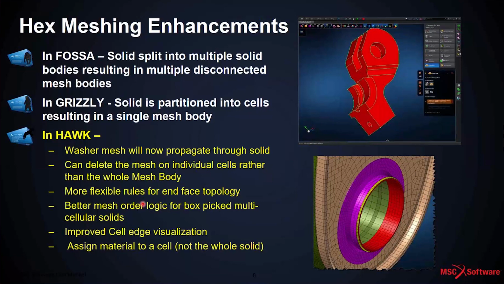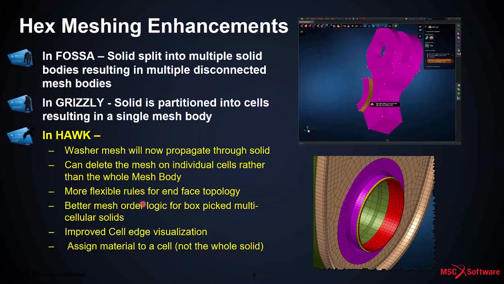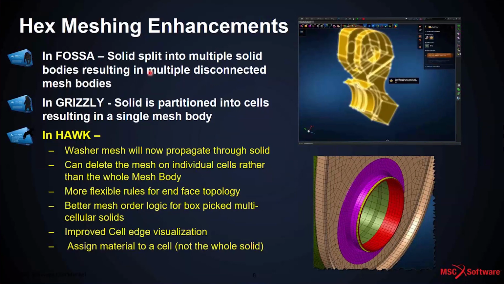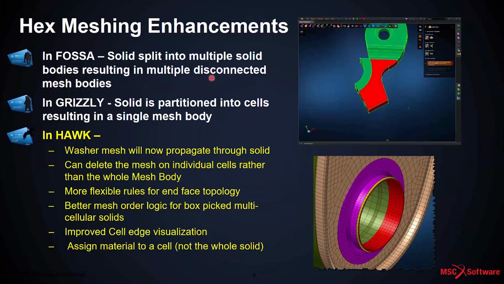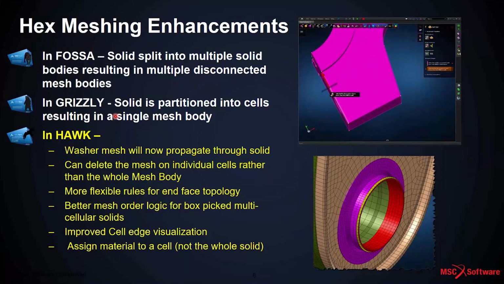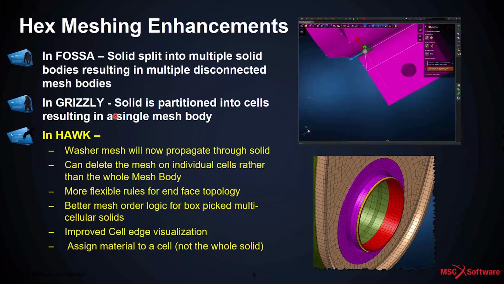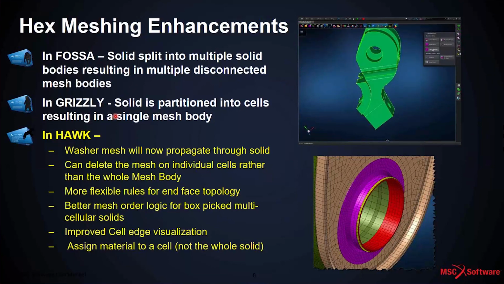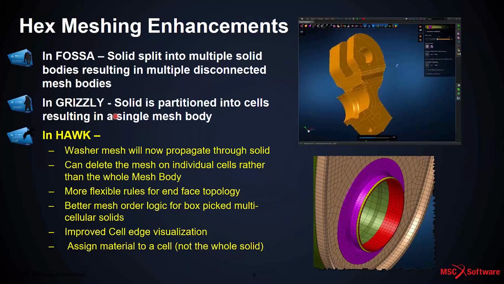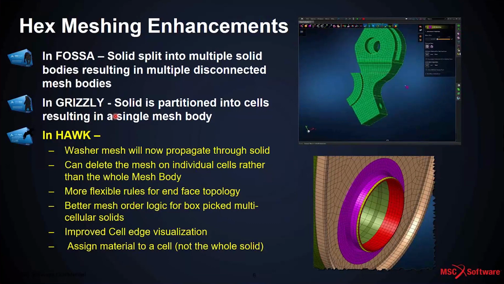Hex meshing enhancements. Hex meshing is kind of unique in Apex. In FOSA, we introduced what is called splitting the solids that is hex meshable. But we had a discontinuity in the mesh in the connected region, whereas in Grizzly, we introduced what is called a soft split, meaning the general solid body remains a solid body, but it's split into regions that are hex meshable, which maintains the continuity of the mesh across the boundaries.